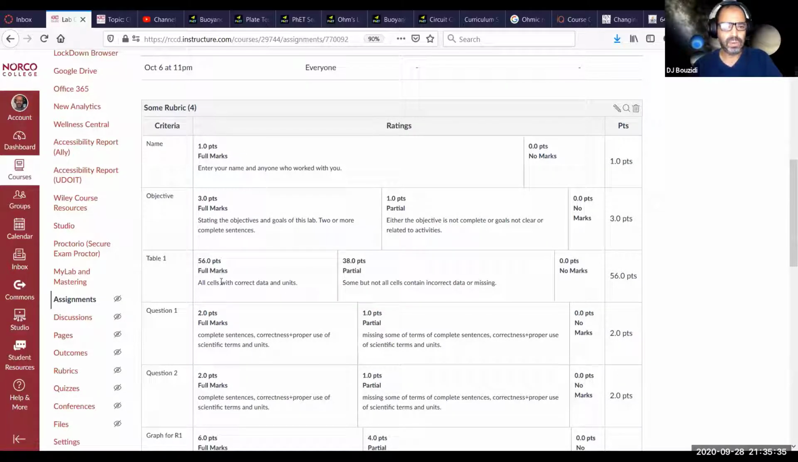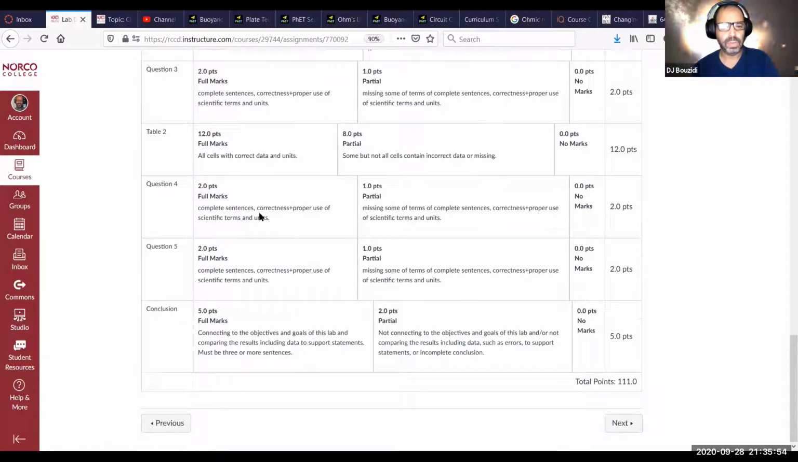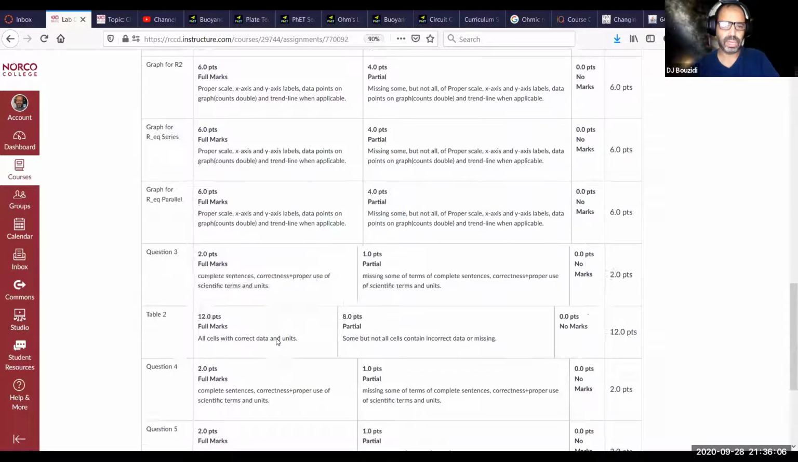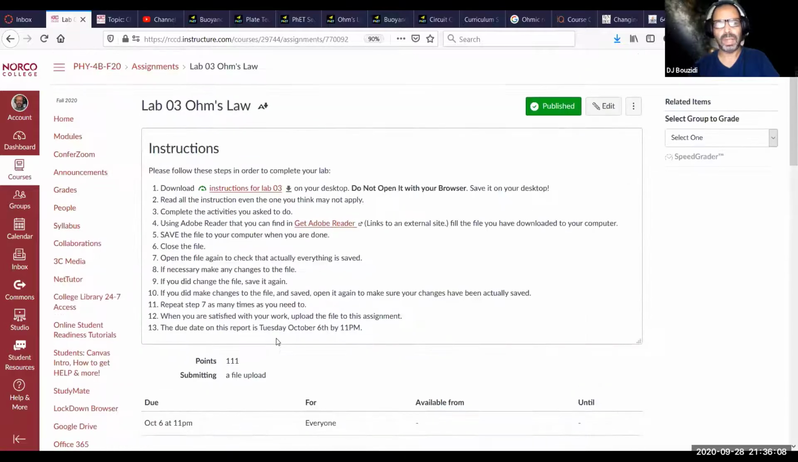And the typical stuff: the questions were 2 points, and the name, don't forget to put the other people who worked with you in there too. That's worth 1 point. The 3 points for the objective, it has to be accurate, it has to be related to the topic, and it has to include at least 2 sentences or more. The conclusion is similar, connecting back to the objective and also including data to explain your answers and compare to the original one, and also 3 or more sentences. Everything else is systematic.